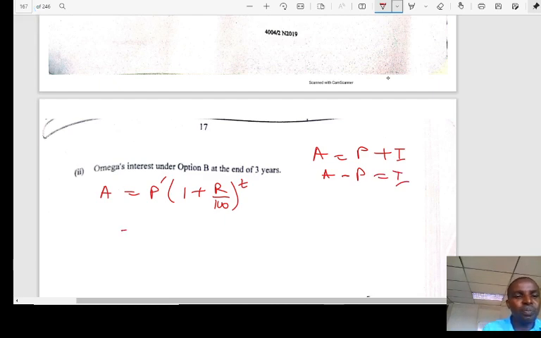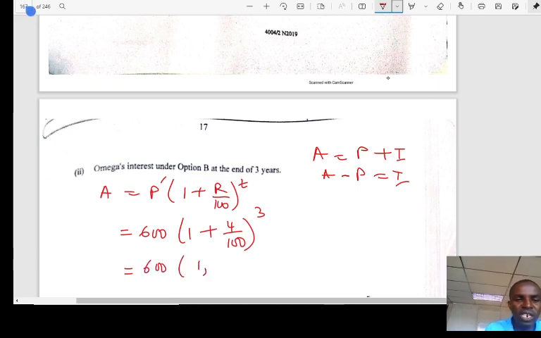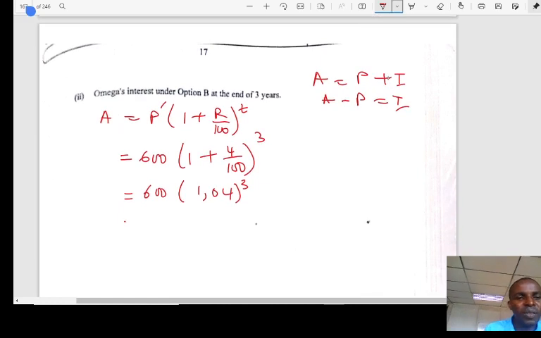Done. Then principal is 600 in this case. 1 plus interest rate, it was 4%, over 100, time is still 3 years. Then simplify. The brackets first, right? Simplify what is inside the brackets. So it will be 600, then 4 over 100 is 0.04, plus 1 is 1.04, to the power 3.